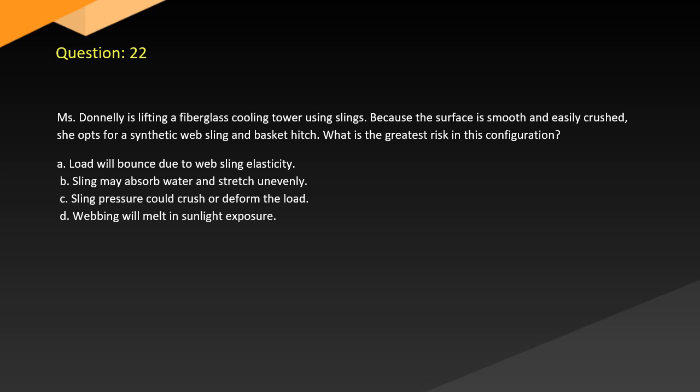Question 22. Ms. Donnelly is lifting a fiberglass cooling tower using slings. Because the surface is smooth and easily crushed, she opts for a synthetic web sling and basket hitch. What is the greatest risk in this configuration? A. Load will bounce due to web sling elasticity. B. Sling may absorb water and stretch unevenly. C. Sling pressure could crush or deform the load. D. Webbing will melt in sunlight exposure.